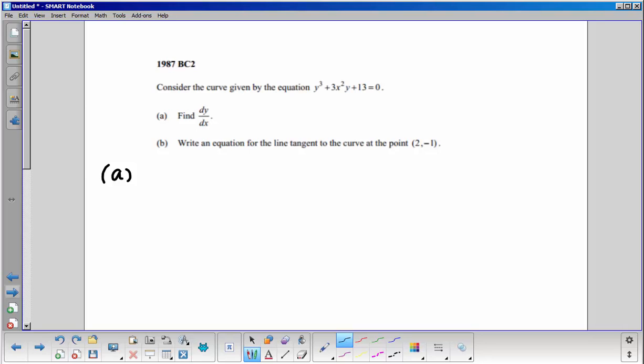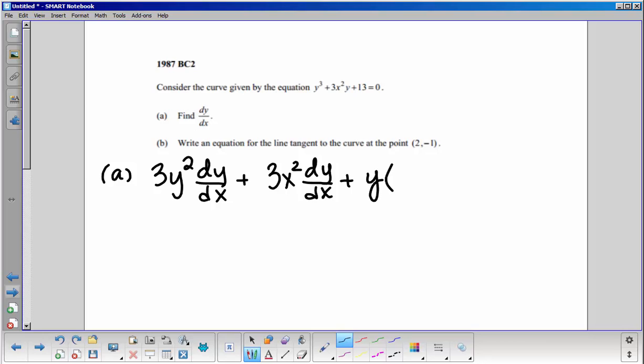Yeah, we can do it together. I mean, we don't have to do it separately. Plus, now we have to use what rule? Product rule. So it'll be first, which is 3x squared, times the derivative of the second, dy/dx, plus second, which is y, times the derivative of the first, which is 6x. Well, what's the derivative of 13? 0, and so we can just say this equals 0.